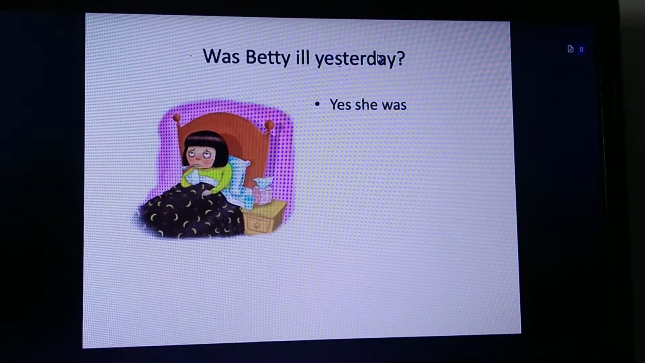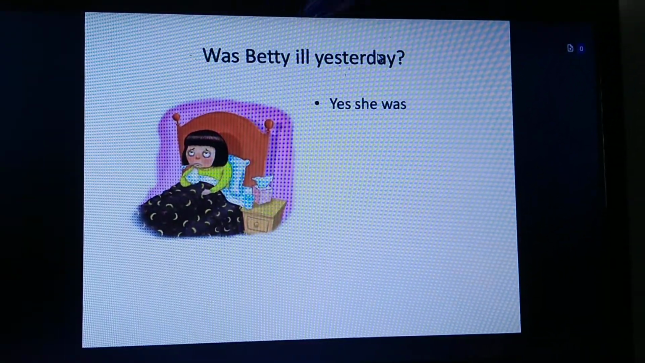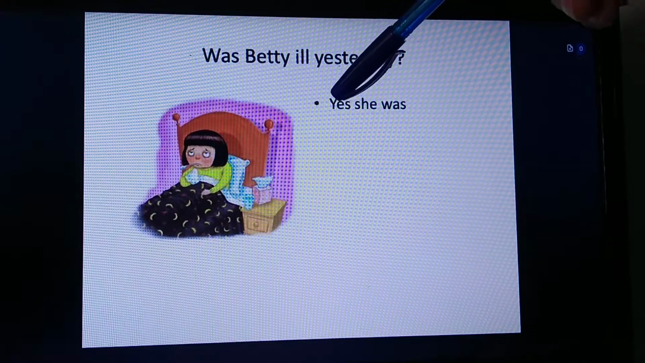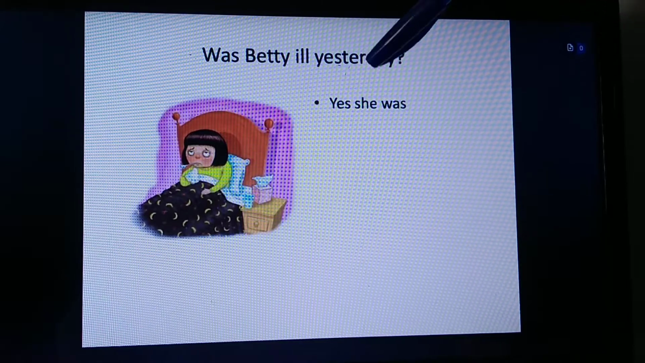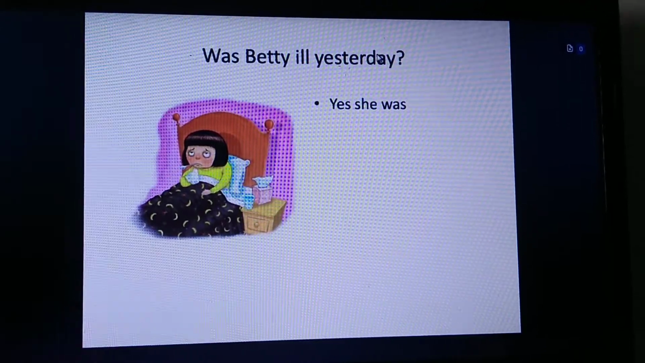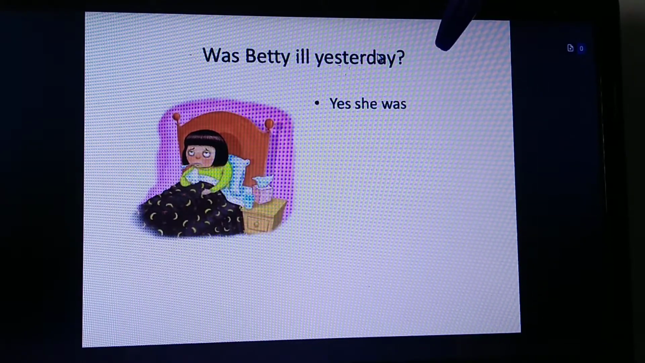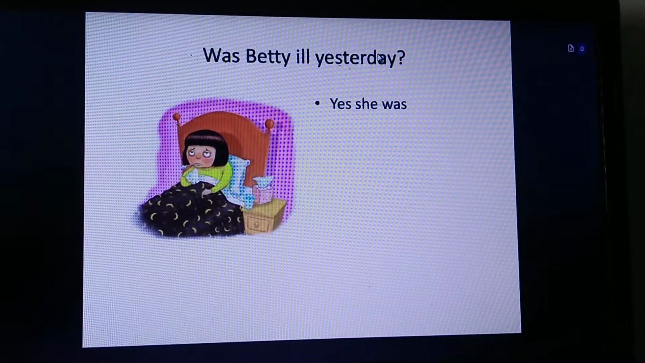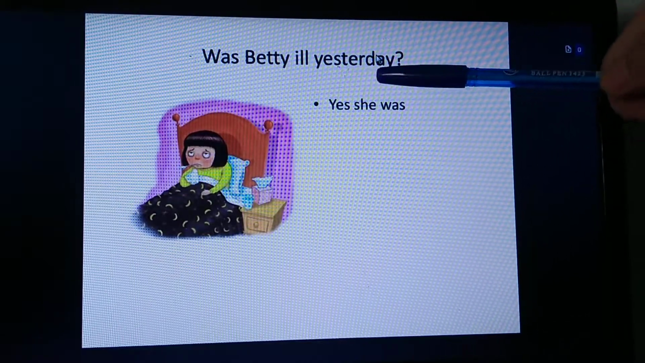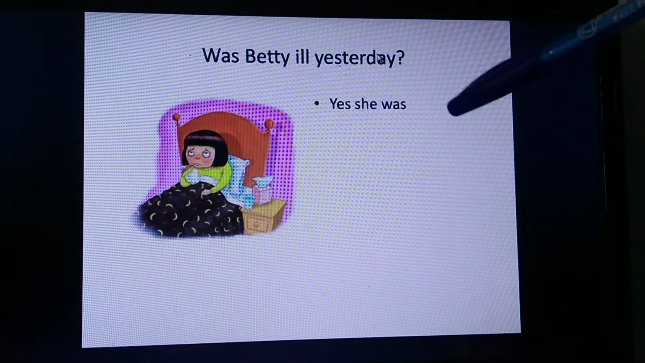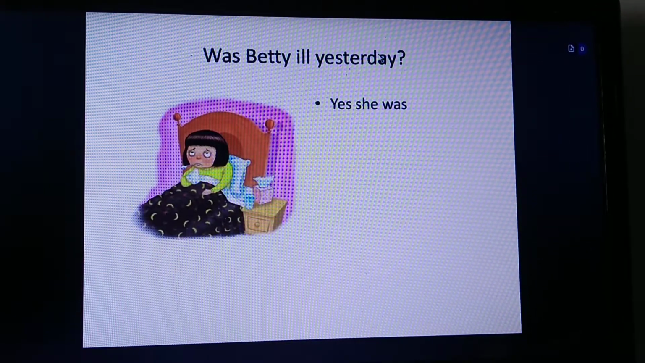Okay, so this one. Was Betty ill yesterday? Yes, she was. Okay, again. Yes, she was. Why not "is"? Yes, she is. It's okay. Why not "was"? Why not "is"? And I use "was" because this sentence happened yesterday. So yesterday is past. So that's why we used "was" instead of "is." Okay? So next.